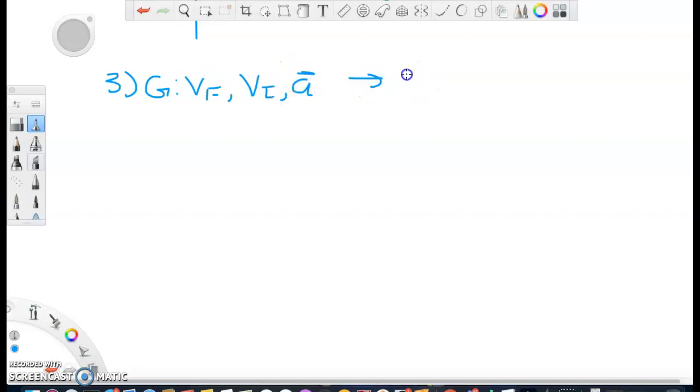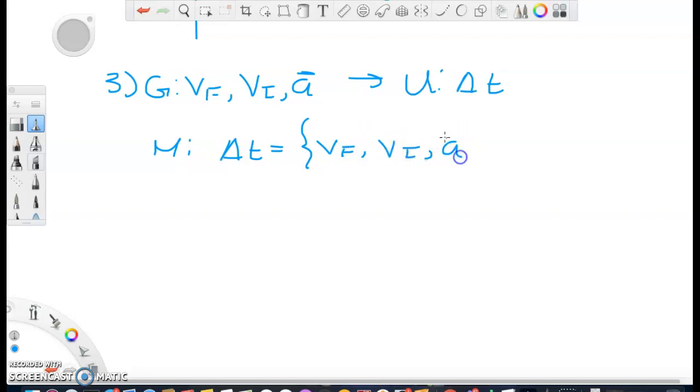Our unknown is delta t, the change in time, or the time it took to produce this. So our manipulation step is that we want an expression such that delta t is equal to some expression involving v final, v initial, and acceleration. How we get that expression is what we're going to do when we manipulate.